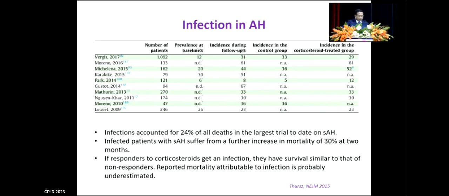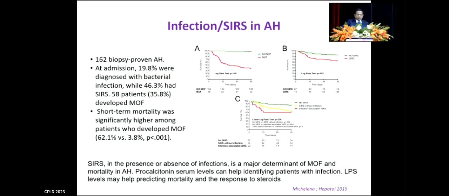It is the largest study to date, and infections accounted for 24% of all deaths in patients with severe alcoholic hepatitis. Infected patients with alcoholic hepatitis suffer from a further increase in mortality of 30% at 2 months. So infections, again, is a major cause of death in patients with alcoholic hepatitis and a major determinant of prognosis. And if responders to steroids get an infection, their survival actually becomes that of a non-responder. So infection, again, a very important cause of mortality and important prognostic marker.